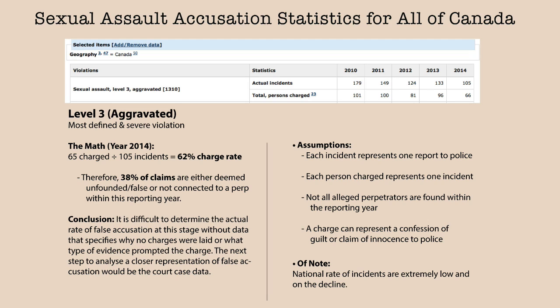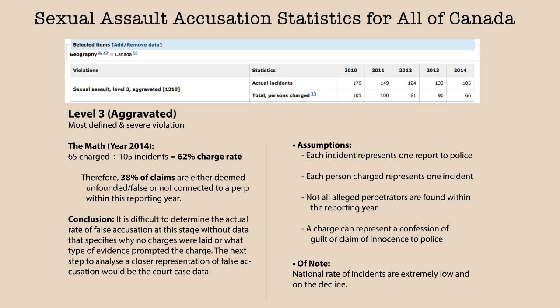So the math I did is 65 charged divided by 105 incidents equals a 62% charge rate. Therefore, 38% of the claims are either deemed unfounded, false, or not connected to a perpetrator within this reporting year. In conclusion, it is difficult to determine the actual rate of false accusation at this stage without data that specifies why no charges were laid or what type of evidence prompted the charge. The next step to analyze a closer representation of false accusation would be the court case data.